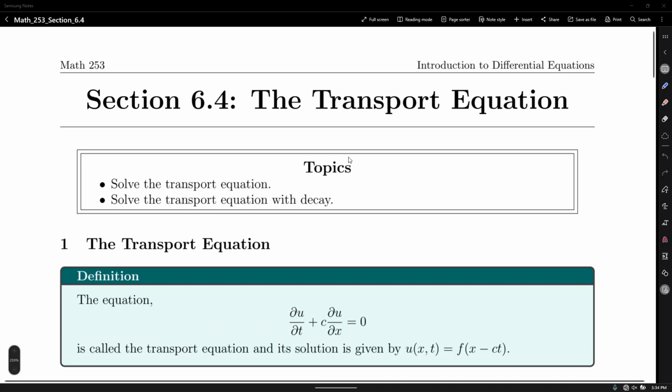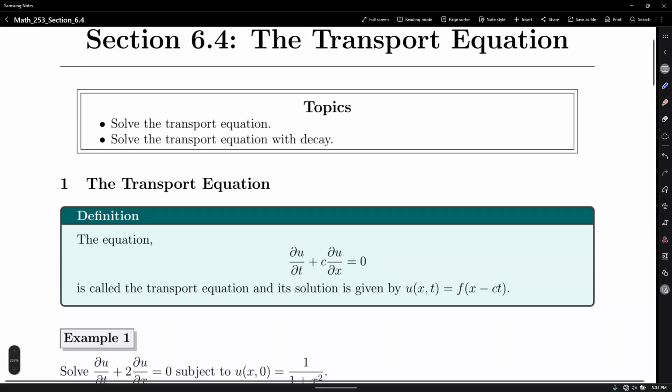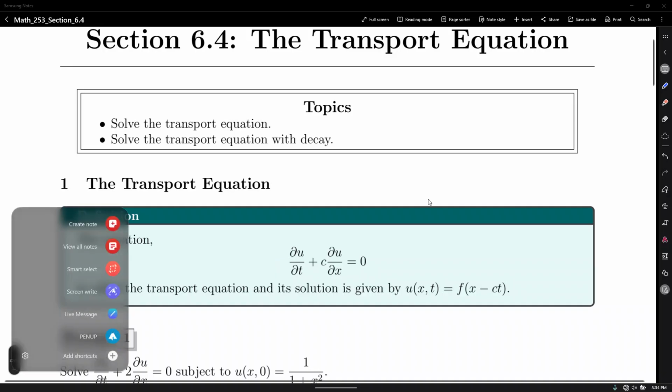For section 6.4, let's talk about the transport equation, which is a very specific PDE that is very similar to the equation we just discussed. The transport equation is an equation of the form partial of u with respect to t. Notice in this case the x and y are not involved. The variables involved are x and t.